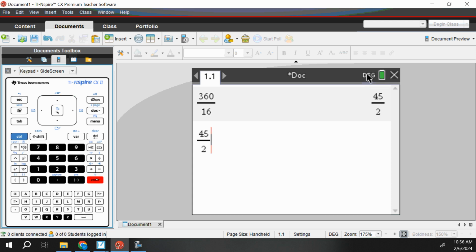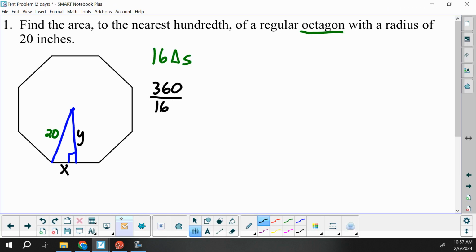and then once it's down here, you can do one of two things. You can either hit Control Enter, and that'll give you the decimal form of it, or next to one of the numbers, you can put in a decimal point. It'll give you a decimal form as well. The decimal point tells the calculator to give your answer as a decimal. So that means in our picture, this angle is 22.5.